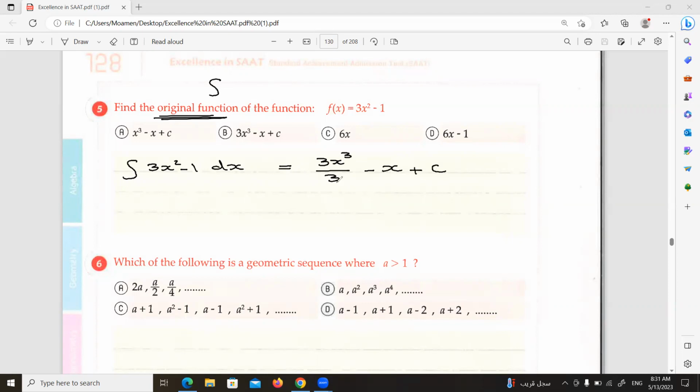After that, we will simplify: here 3, here 3. So the answer will be x power 3 minus x plus c. And this is our answer, which is letter A.